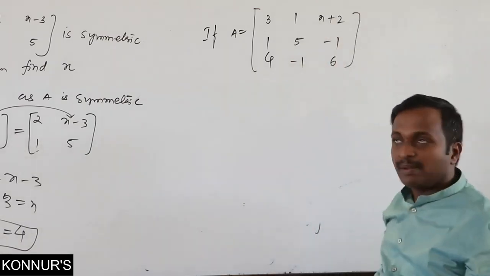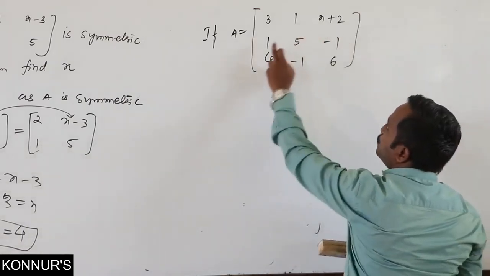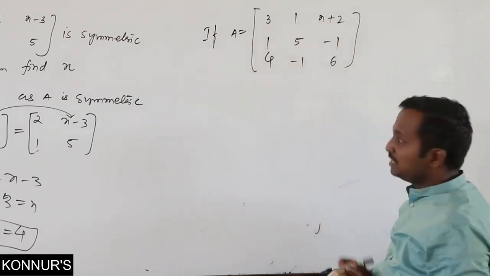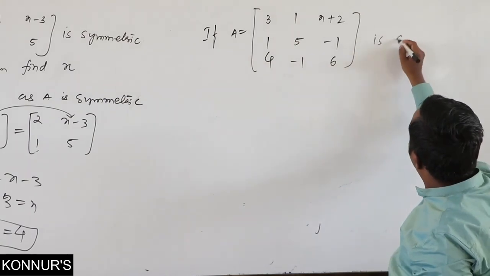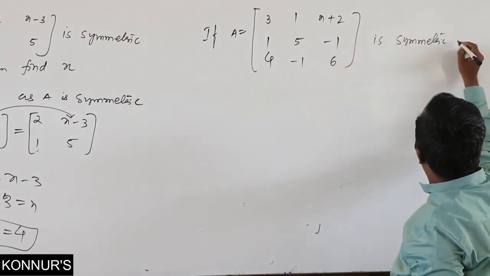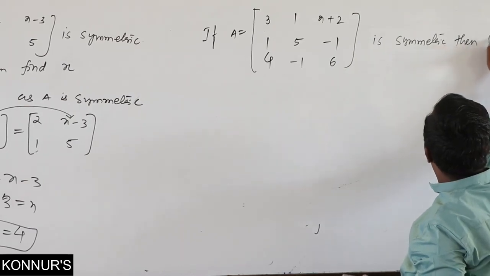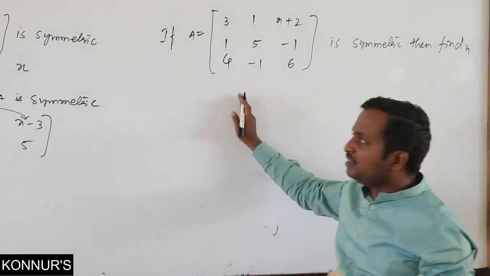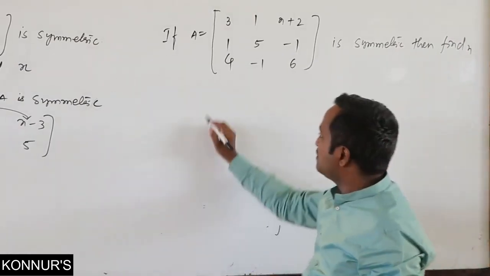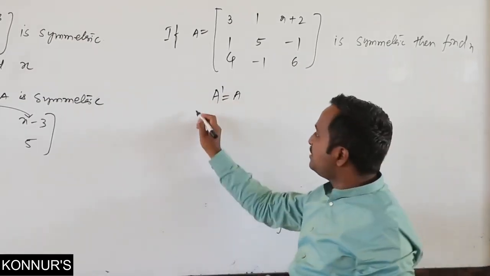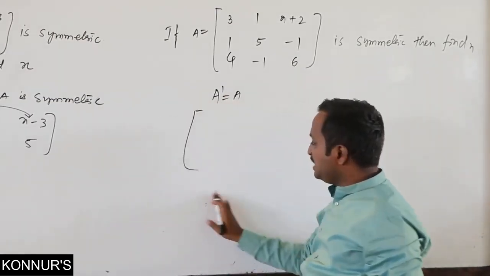If this matrix, 3, 1, x plus 2, this is x plus 2, 1, 5, minus 1, 4, minus 1, 6, is symmetric, then find x. Same question but order 3, the earlier one was order 2. What happened? If it is symmetric, A dash should be equal to A. What is A dash? Find out A dash.